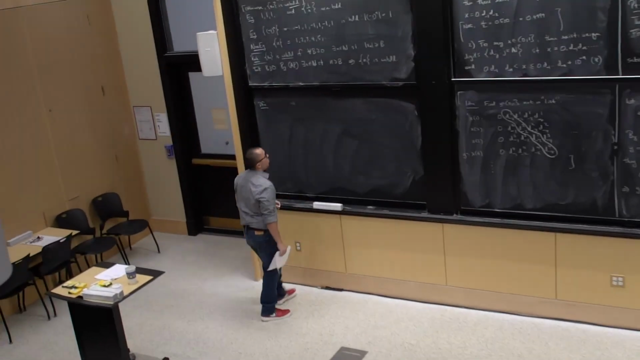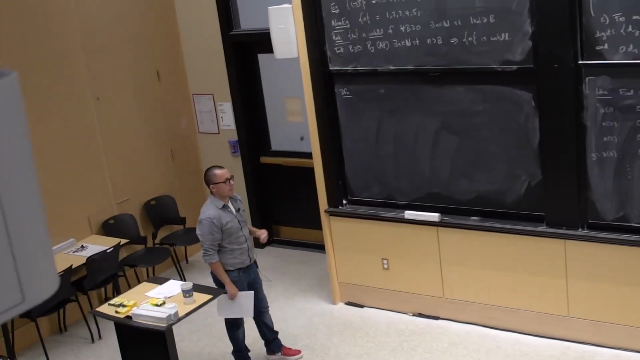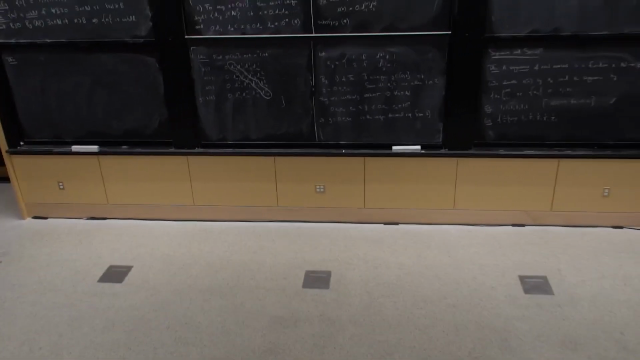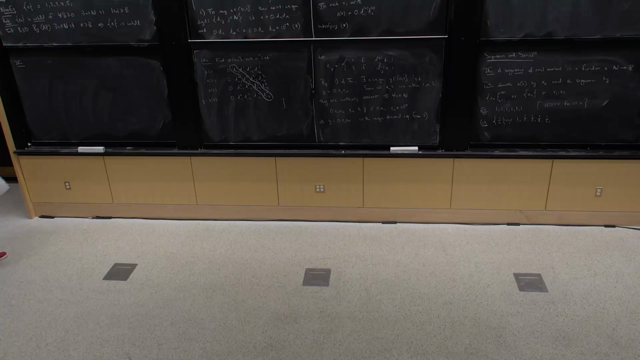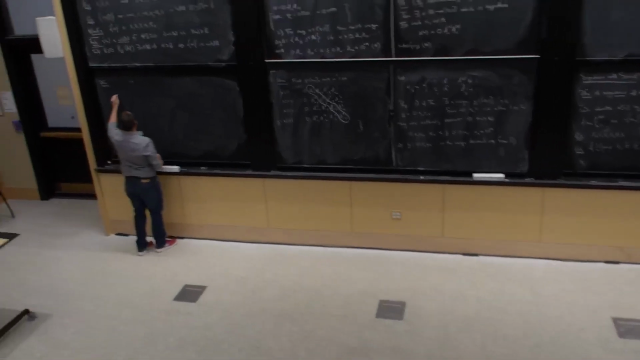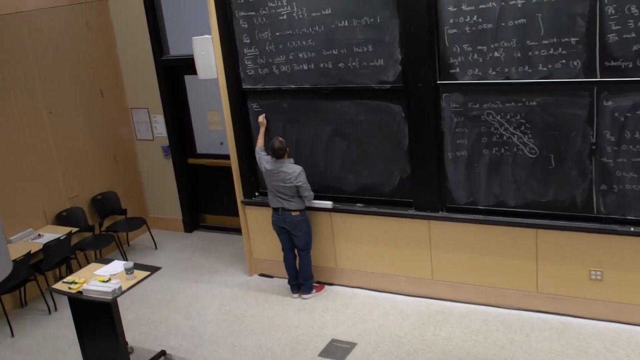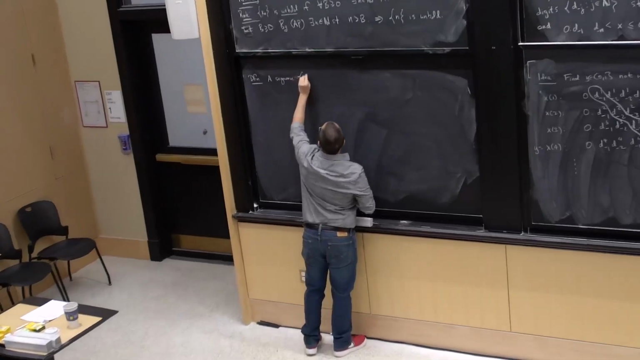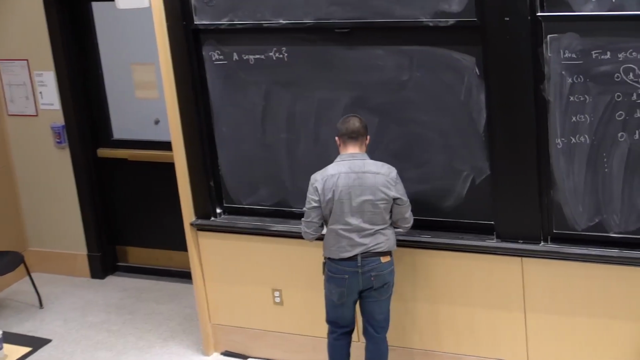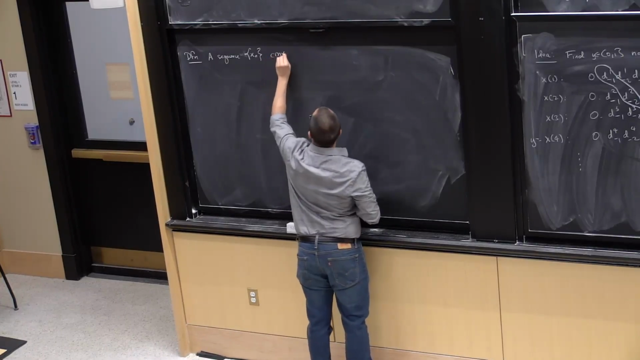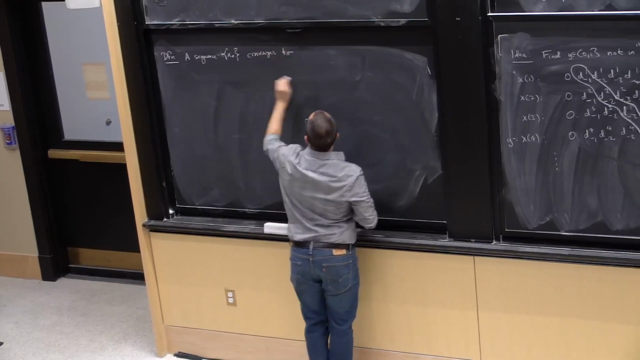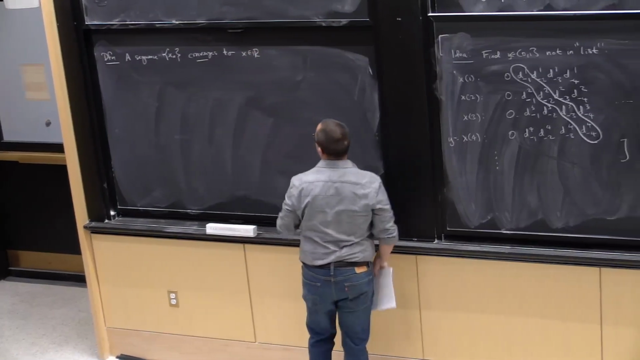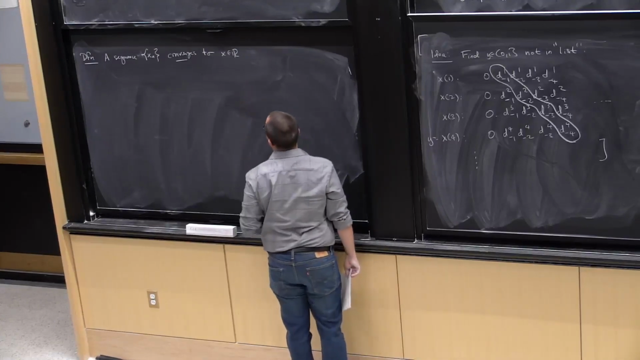Now, what does it mean for us to have a limit of a sequence? What does a limit of a sequence mean? What does it mean for a real number to be the limit of a sequence? What does it mean for a sequence to converge to something? So a sequence x sub n converges to a real number x in R if the following condition is satisfied.